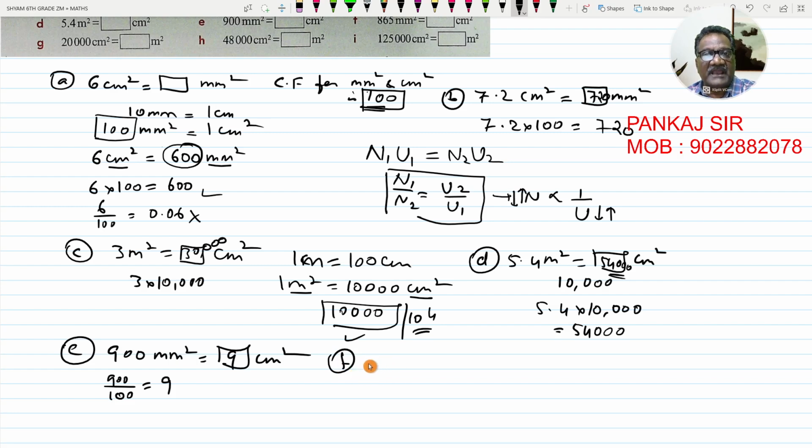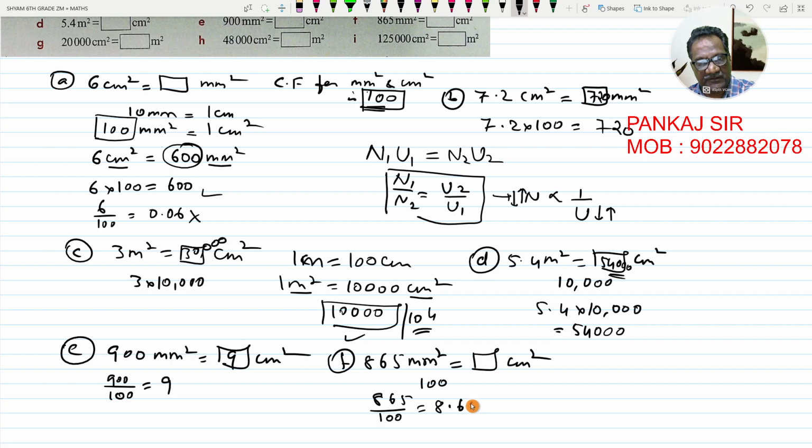Now F is 865 millimeters squared is equal to how many centimeters square? Again, the conversion factor is 100. I want to write the numerical value in front of centimeter square, which is a bigger unit. So this has to be a smaller number. So 865, I will have to divide by 100 to get a smaller number, and this will give me 8.65.